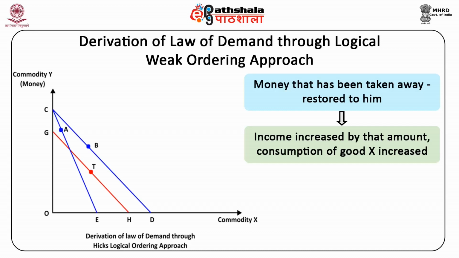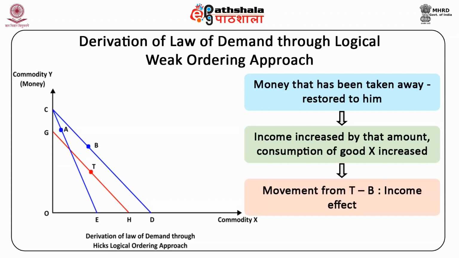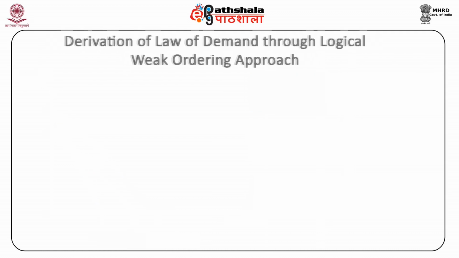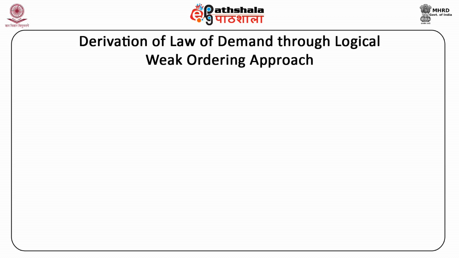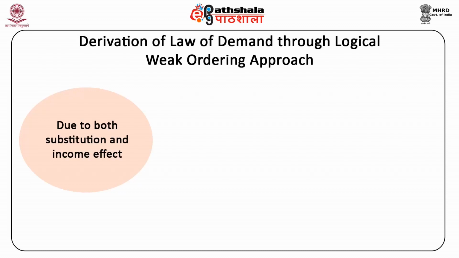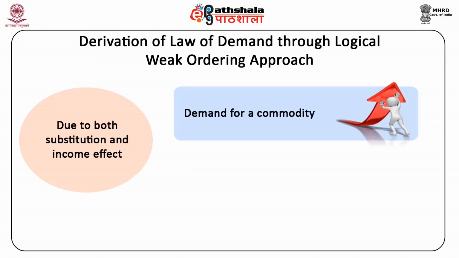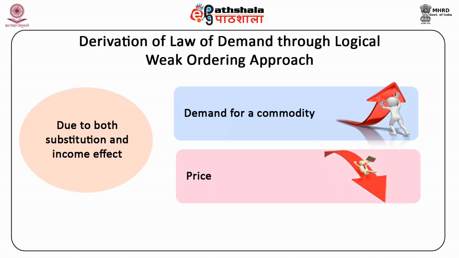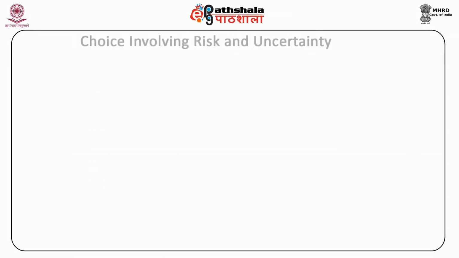That's why combination B lies to the right of T. The movement from combination T to B shows the income effect. To sum up, the demand for a commodity increases with the fall in price due to both substitution and income effect. It is proved that the law of demand holds, that is, there exists a negative relationship between price and quantity demanded. We now study choice involving risk and uncertainty.